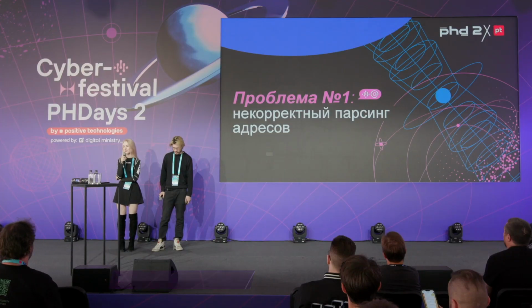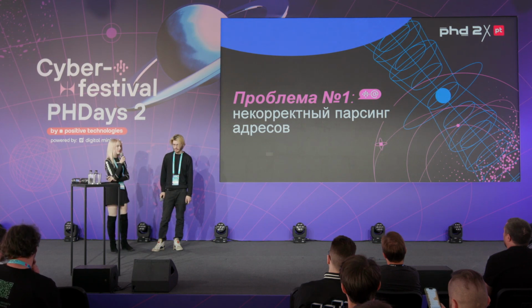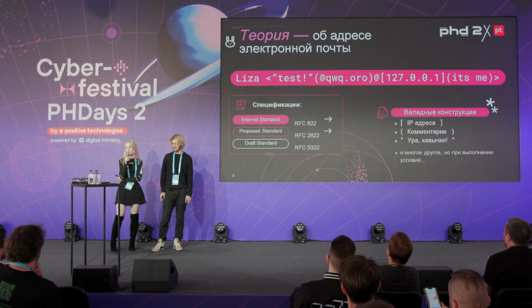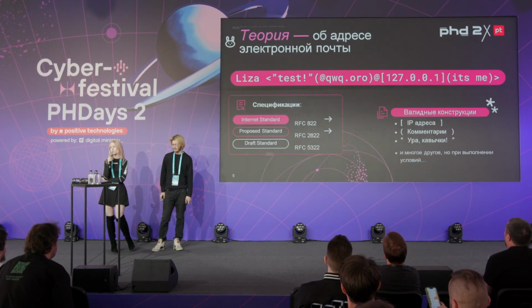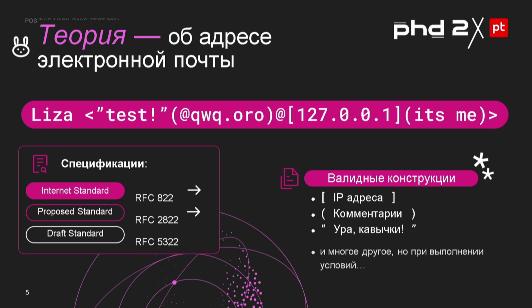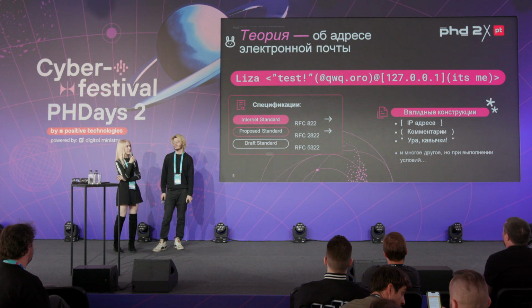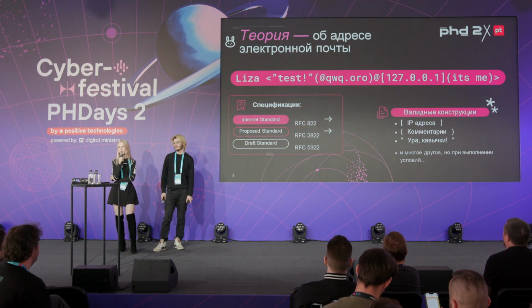Well, the first issue which concerned us is the incorrect parsing of email addresses, which is further fed to the email servers. So let's talk about the addresses and their structure. There are several specifications: RFC 822, 2822, and 5322. The first one is the Internet standard, and the later ones are updates replacing the older ones. This slide shows a valid email.